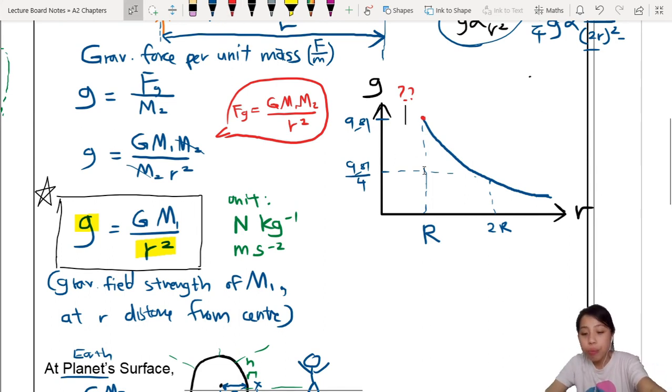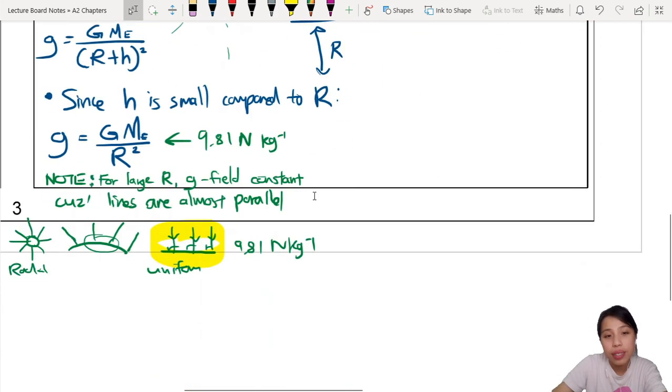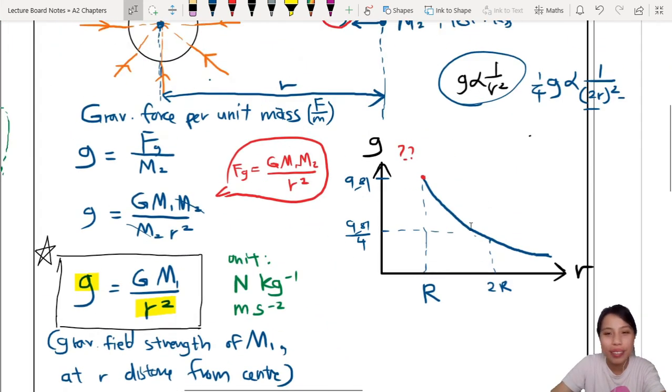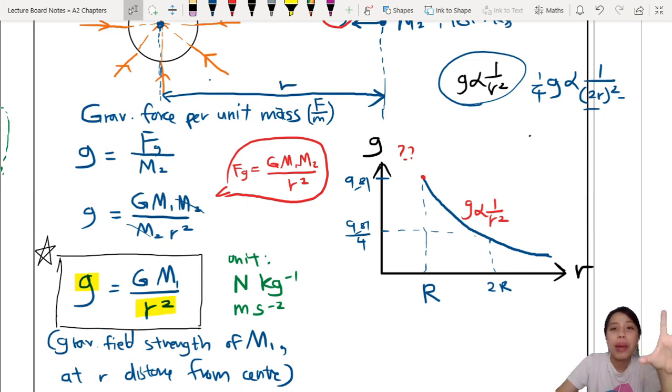Okay? So those are the main ideas you need to know here. First things first, this equation, how to derive it. At the planet's surface, why is g constant? On Earth, how do you get 9.81? Where did this 9.81 come from? And of course, lastly, the graph of g proportional to 1 over r squared. All right, so that's all for this part of the theory. Now let's go and see some examples.